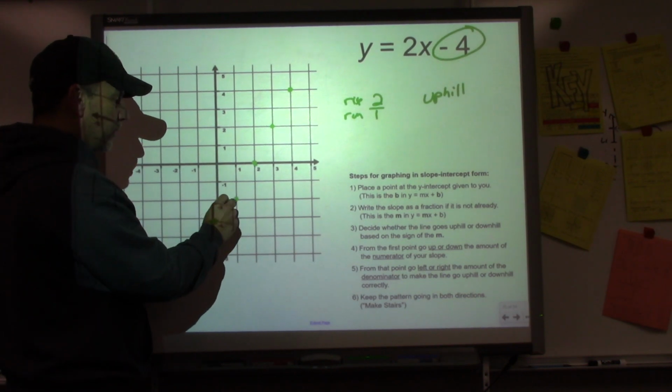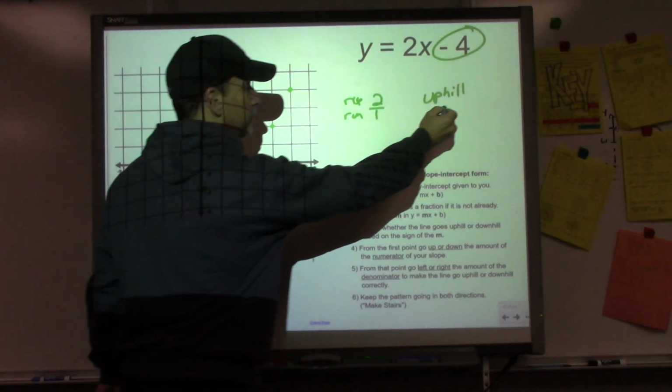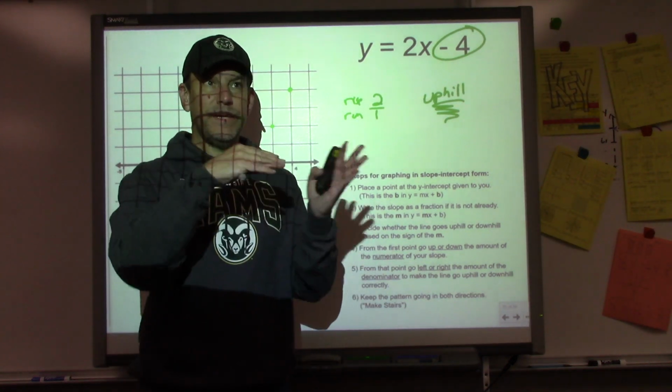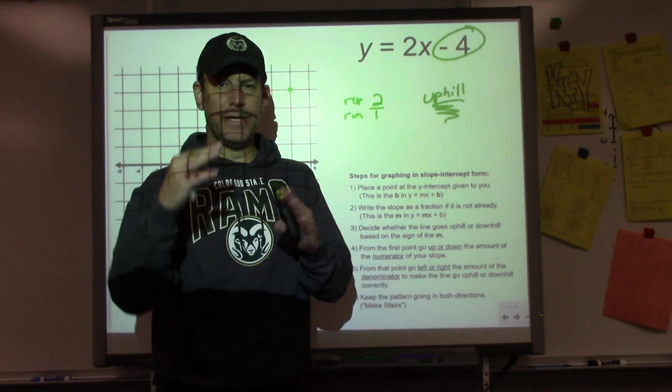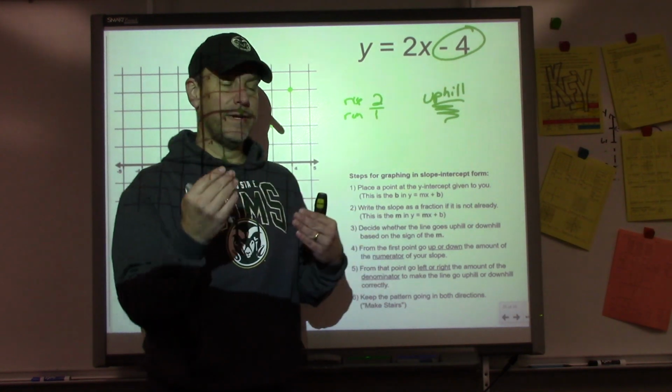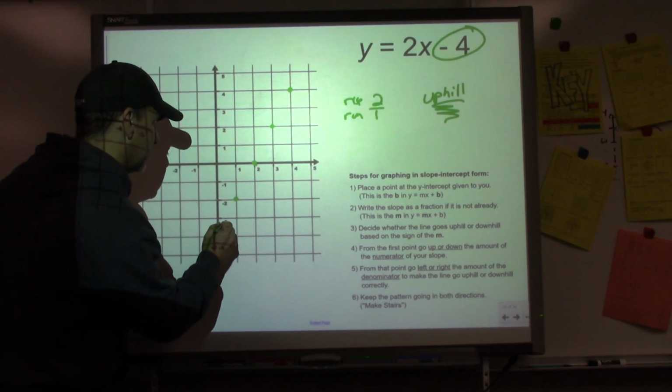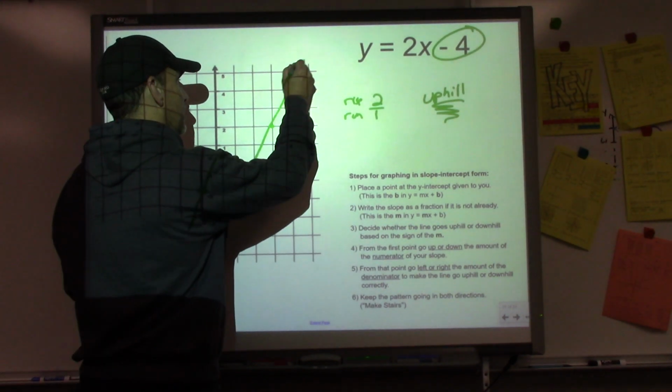Notice how I made the choice to run to the right so that my line goes uphill. That's a really common mistake, is people are just kind of rising and running random directions, and then they get a line that goes down when it should go up, or vice versa. So always just keep your brain on. You know that I always say that to you. And then we connect those dots.